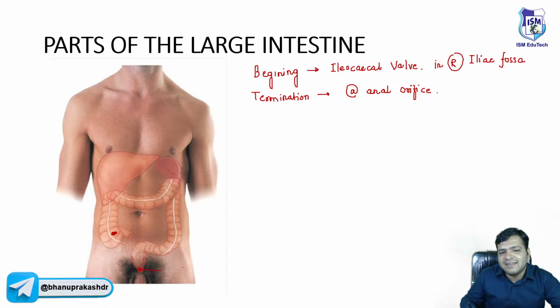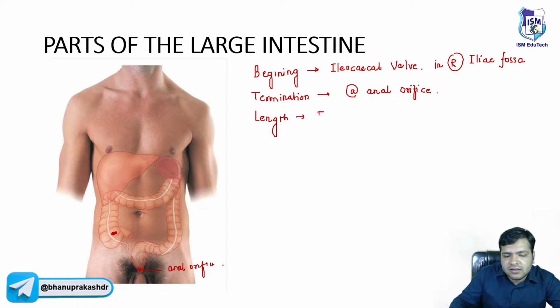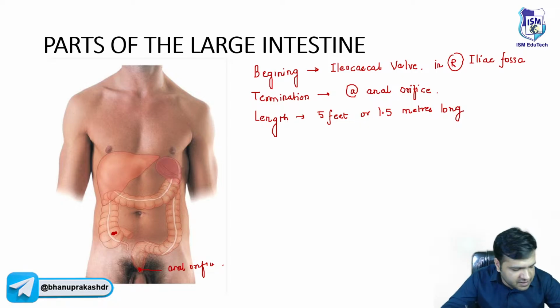पीछे की तरफ है बेटा ये. So yes, anal orifice. आगे मत समझ लेना. ठीक है. So yes, if we talk about the length, beta, it is 5 feet, or in simple words, I can say it is 1.5 meters long, or approximately 150 centimeters. So yes, that is about the beginning, termination, and length.